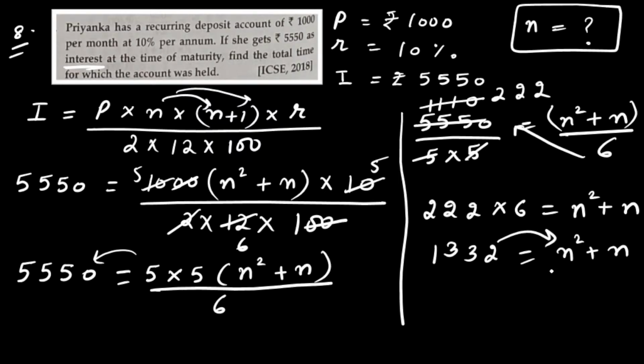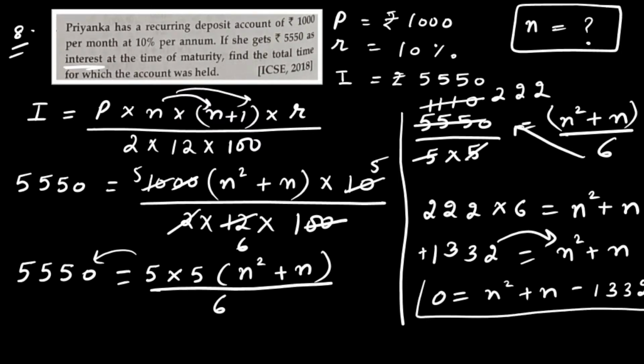Now let's shift this to the other side. When we shift this to the other side, here we are left with 0. So n square plus n is equal to minus, because here this is positive. When you shift it to the other side, it will get subtracted. So 1332. You can see here also we have got a quadratic equation.